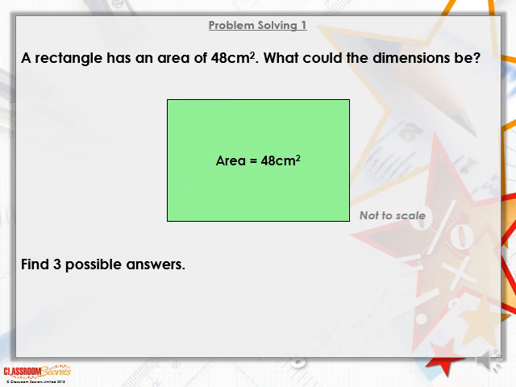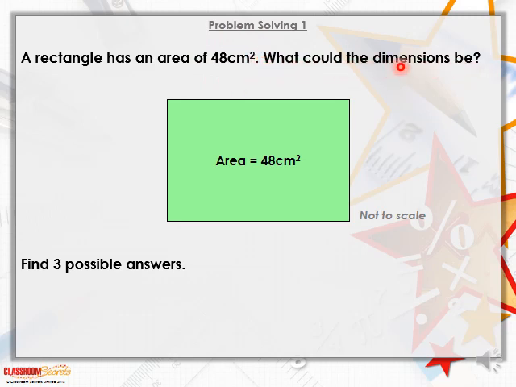Right, time to put our thinking brains on. Now we're going to do a little bit of problem solving. So for this question, it says a rectangle has an area of 48 centimetres squared. So we already know the area. And the question says, what could the dimensions be?